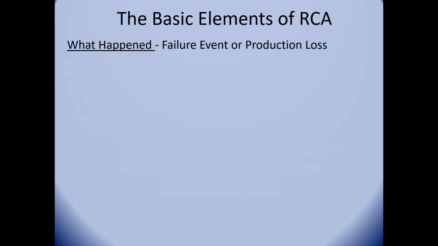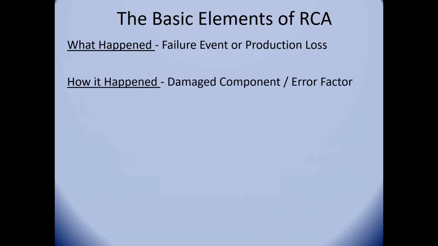So what are the basic elements of a root cause analysis? What happened? What was the failure event, or what was the production loss that drove us to do the root cause analysis? How did it happen? What was the damaged component? What was the error factor if it was on the human side? These are things we need to know in a root cause analysis. And why did it happen? We want to go all the way down to the root cause level. Sometimes you can get down there and find out it's multiple things, but we have to pick out one that we can eliminate to keep the failure from reoccurring.